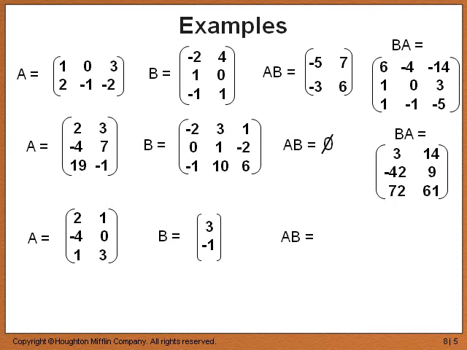Another example, matrix A is 2, 1, -4, 0, 1, 3. Matrix B is 3, -1. AB, is it possible? Yes, it is possible, and you should pause the video, find it, and then resume when you have an answer.